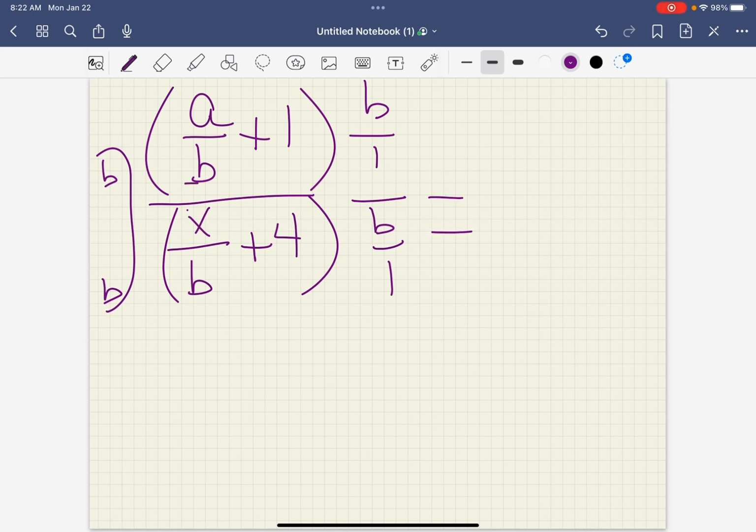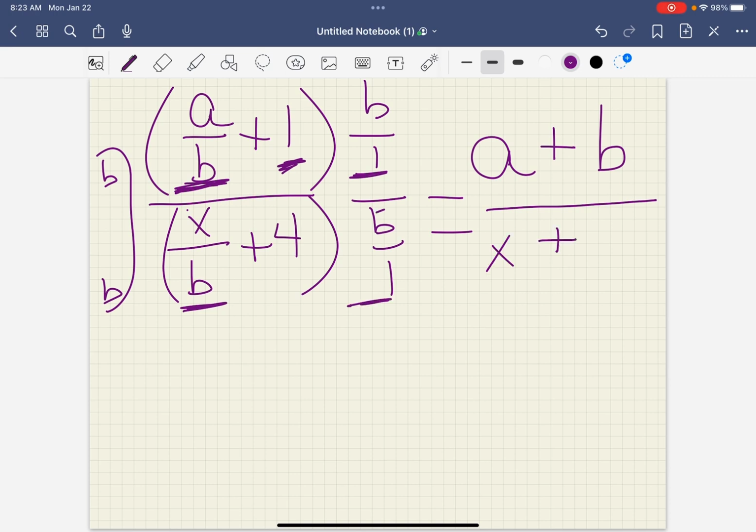Okay, so when we multiply this one times this, the b's cross cancel and we get a, plus here we multiply times b, nothing cancels, we just get b, over, multiply this times b over 1, the b's cancel, we have x, plus multiply 4 times b, nothing cancels, we get 4b. All right.